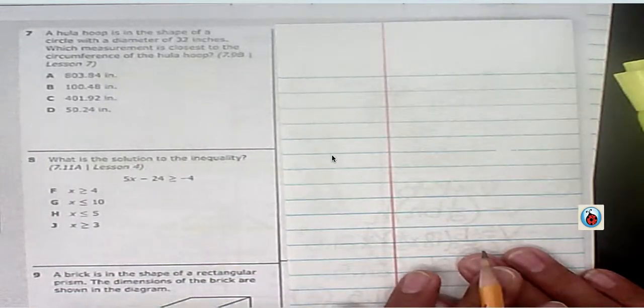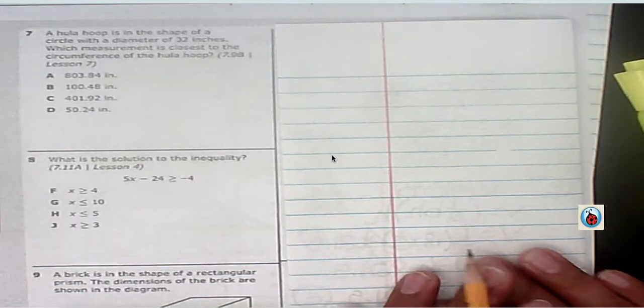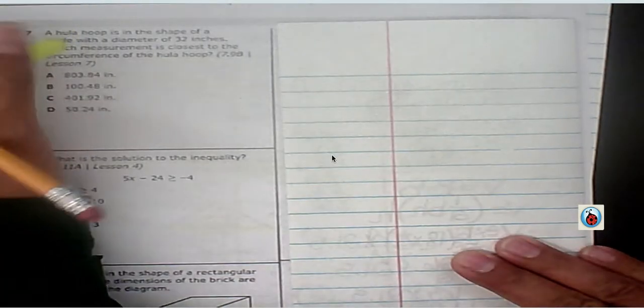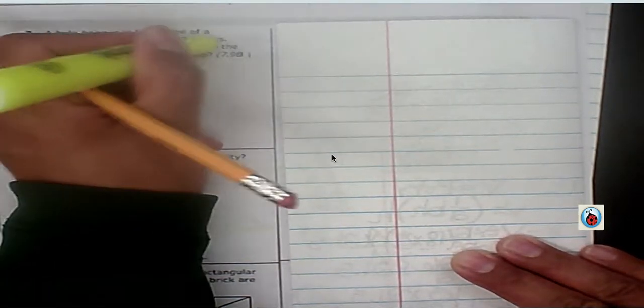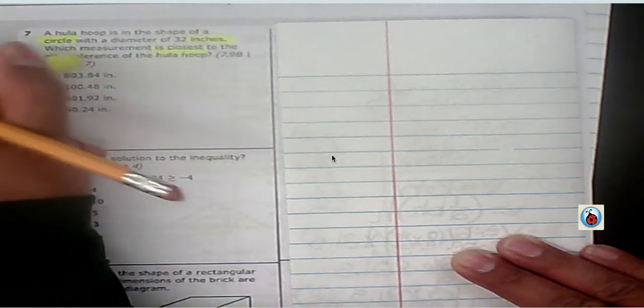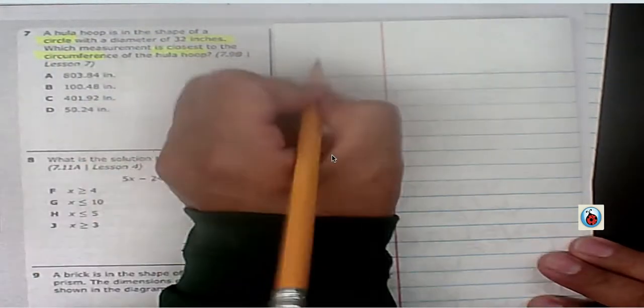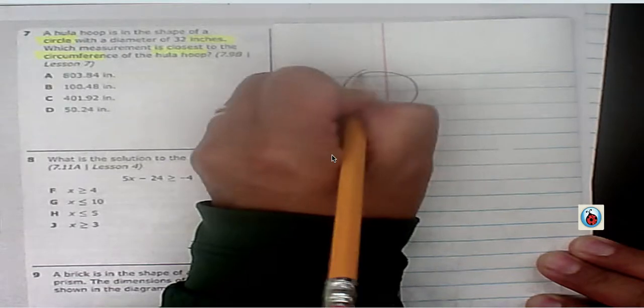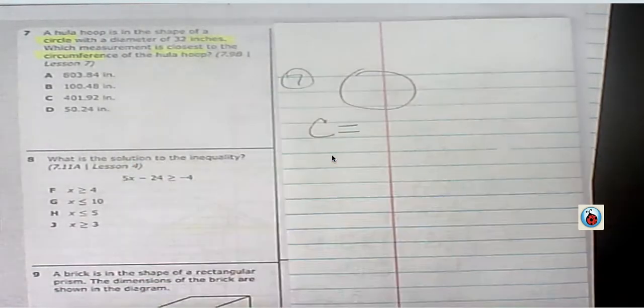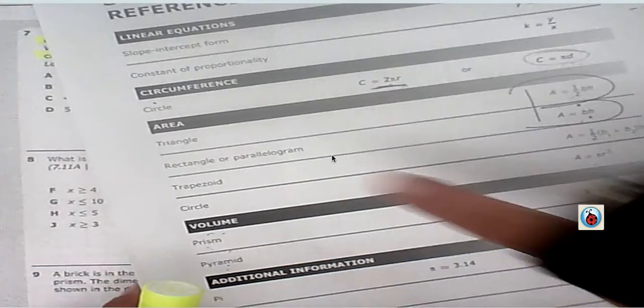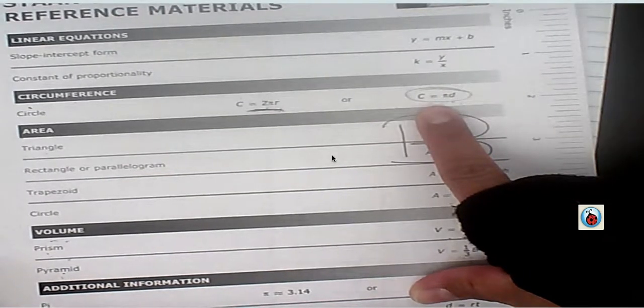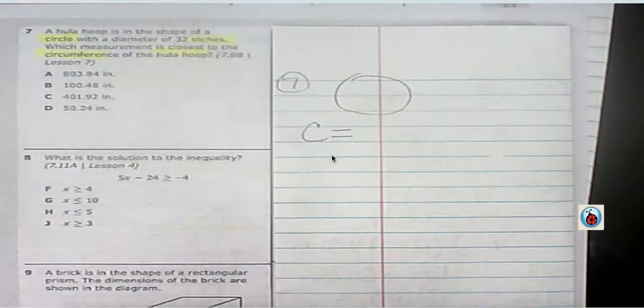Number 7, a hula hoop is in the shape of a circle with a diameter of 32. What is the measurement closest to the circumference? So this is talking about a circle. It is circumference given diameter. So circumference, we're going to use circumference equals pi times diameter.